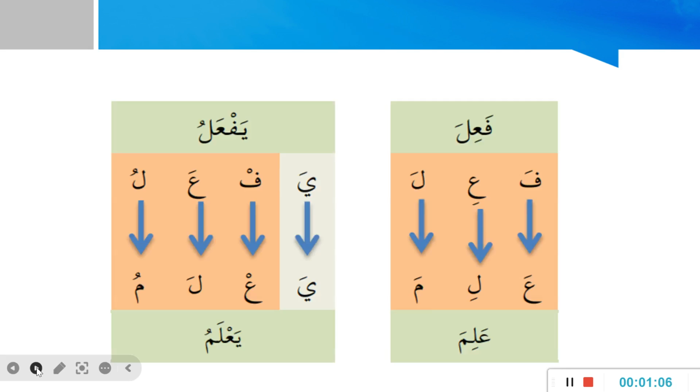Now this is another illustration to show you that there is a suitable comparison between the example brought, that is alima, and also the main pattern fa'ila. They made a comparison between the main pattern and the example given. You can see fa'ila with alima, and they are compatible. We also have yaf'alu with ya'lamu, they are compatible. This is madi and mudari as you already know before.